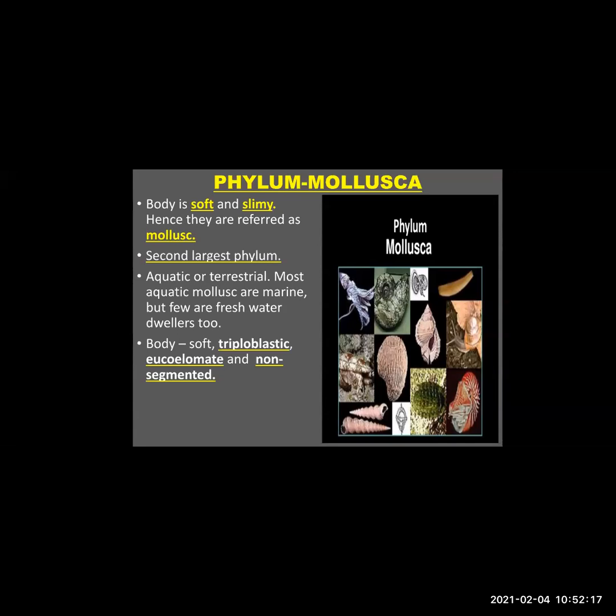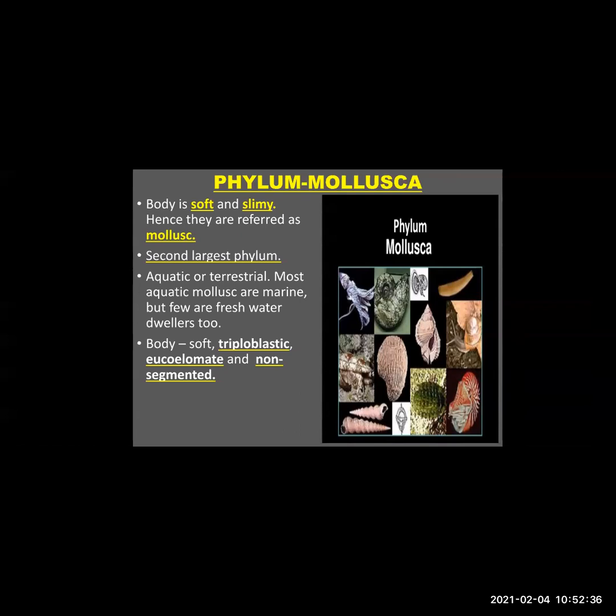Triploblastic. Now, what is triploblastic? That means, again, three germ layers are present. And which are the three germ layers? Ectoderm, mesoderm, and endoderm. So that's why triploblastic.